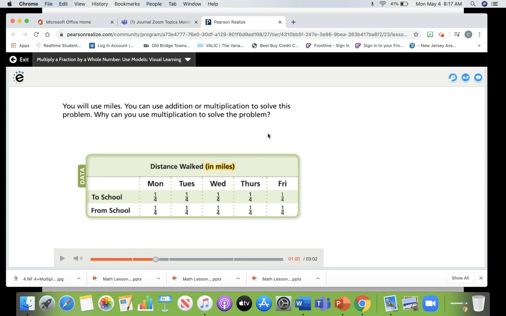So how can we use multiplication to solve the problem? Let's think about that. If I have 1/4 and I have it 10 times, it's the same amount in each section, right? And what do we say about multiplication? You can use multiplication when you have the same amount in each group, right? Dory makes 10 trips and all the trips are the same length.